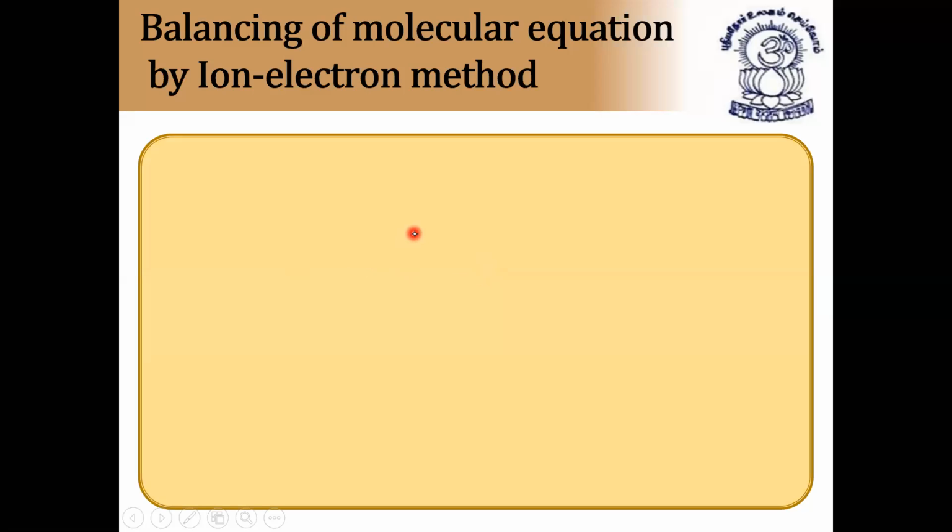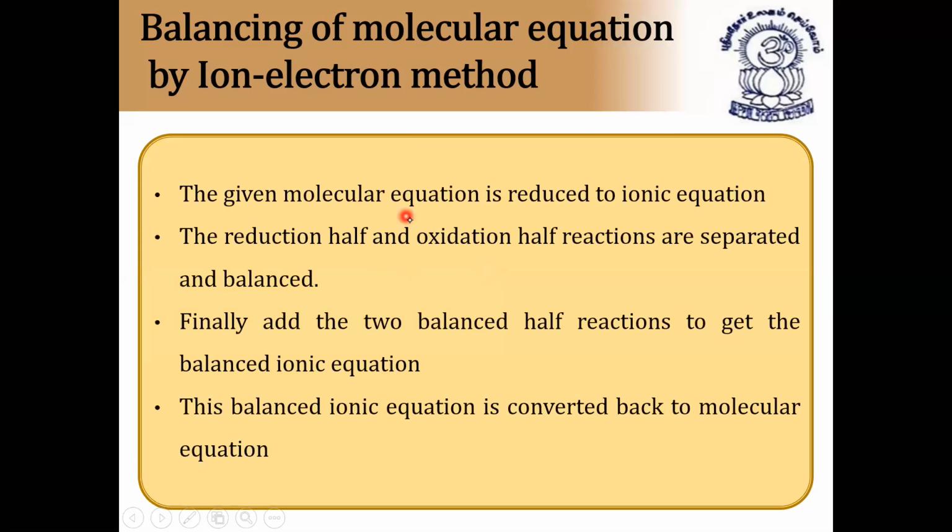Balancing of molecular equation by ion electron method. This is again the same thing, the ion electron method. The given molecular equation is first reduced to an ionic equation. The reduction half and oxidation half reactions are separated. Finally, add the two balanced half reactions to get the balanced ionic equation. This balanced ionic equation is converted back to the molecular equation.